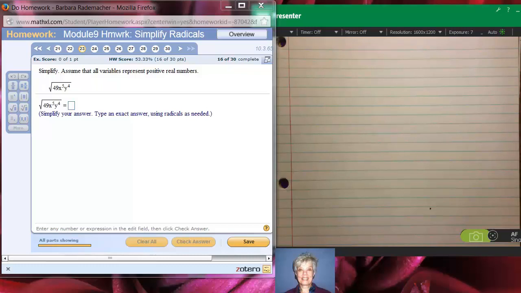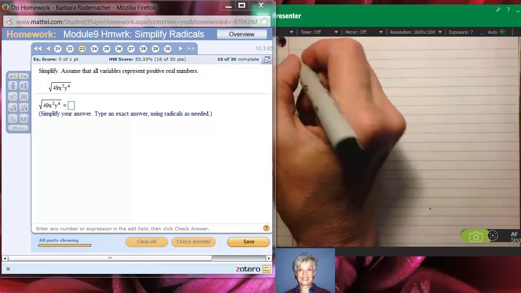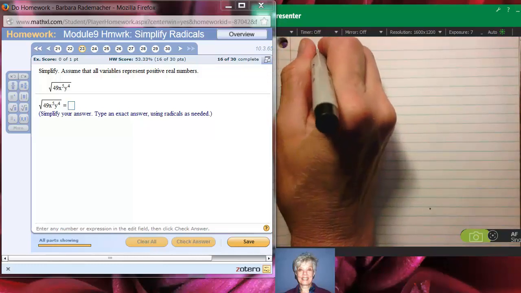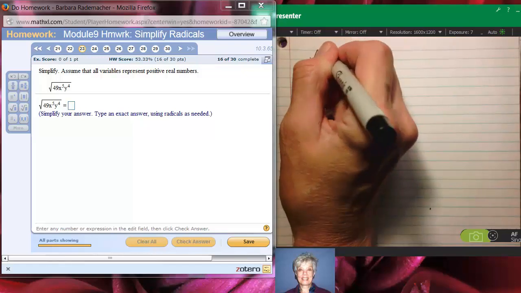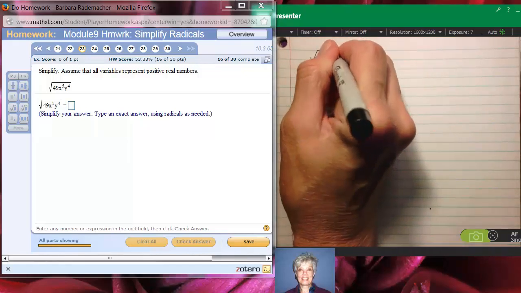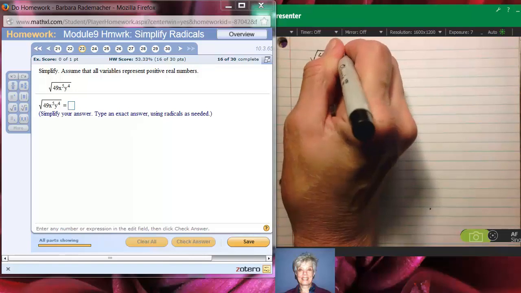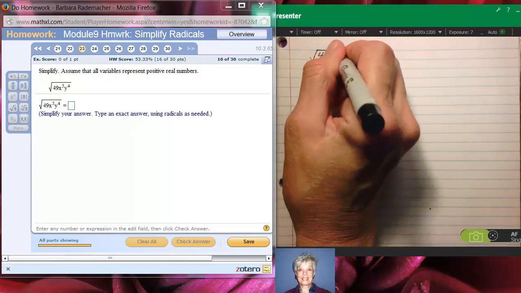Hi, we're almost done. But now we're getting into some admittedly ugly stuff. We're looking for the square root of 49, x to the fifth, y to the fourth.